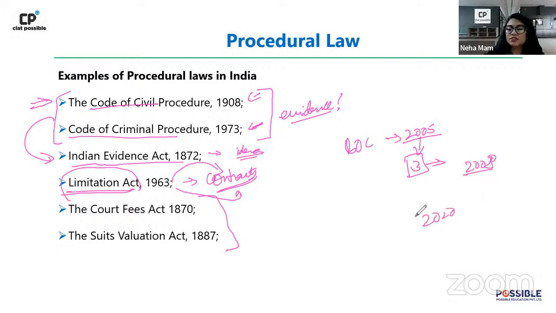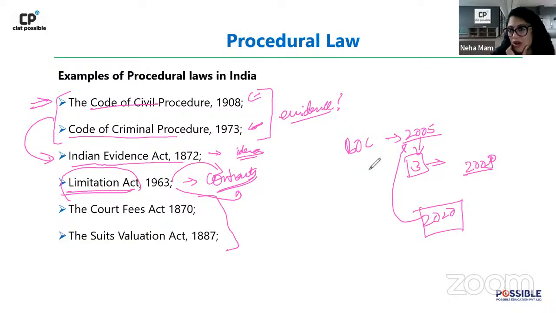Can you file a case in 2020 against a debt which was due in 2005? Can you do that? The debt was defaulted in 2005, and you are filing a case in 2020. Can you file a case in 2020 now? No, you cannot. Why? Because the limitation period is over, right? So that's what the Limitation Act talks about. Once 2020 came, the debt became barred by time. That's a time-barred debt, right?